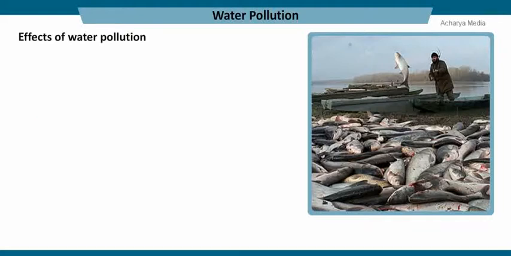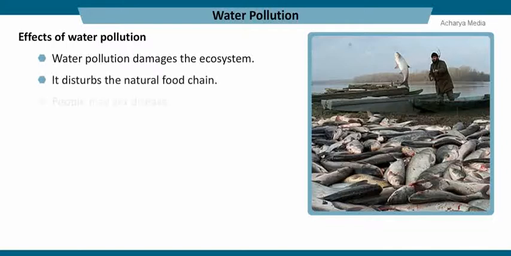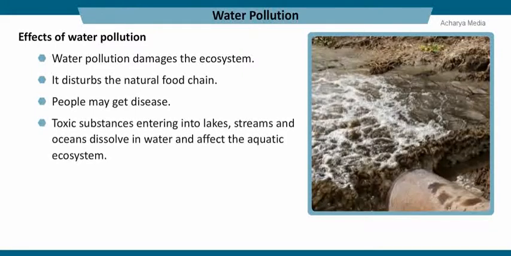Effects of water pollution. Water pollution damages the ecosystem. It disturbs the natural food chain. People may get diseases such as hepatitis when seafood from polluted water is eaten. Toxic substances entering into lakes, streams, and oceans dissolve in water and affect the aquatic system.